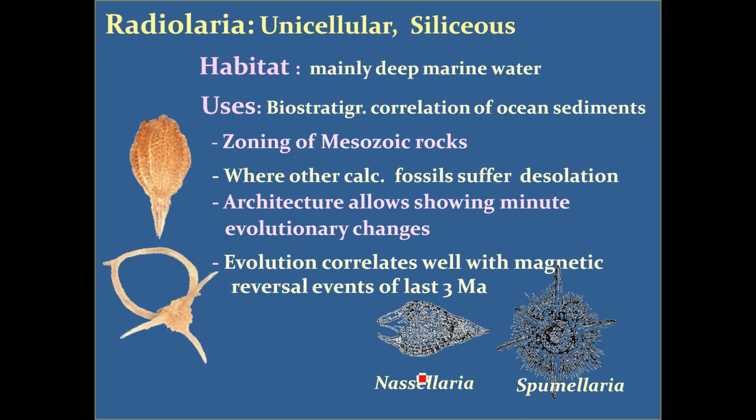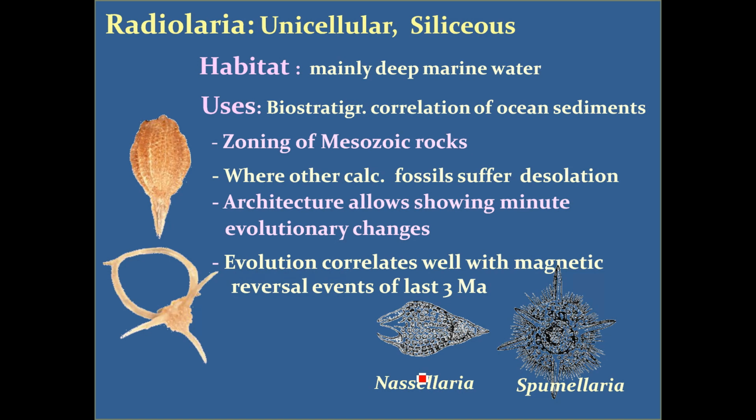Radiolaria are another important group belonging to protozoa. They are cousins of Foraminifera, but they make a siliceous test, and they belong to very deep marine water where generally we do not get any calcareous species. The reason is that the calcareous forms are dissolved below the CCD, so they are the only indicators of deep marine water conditions.